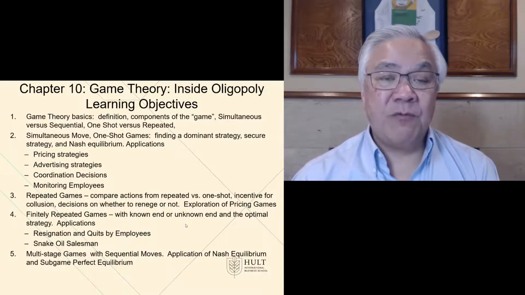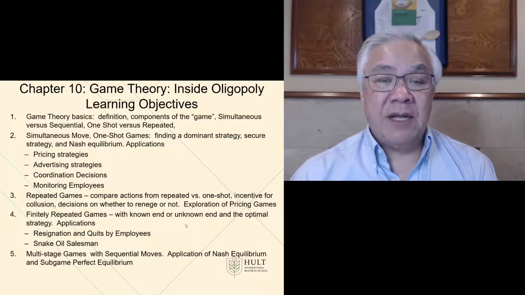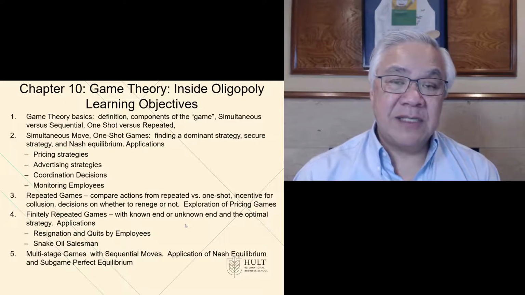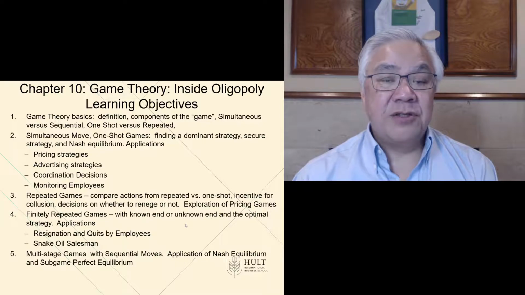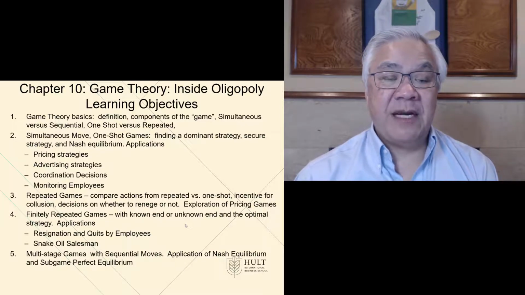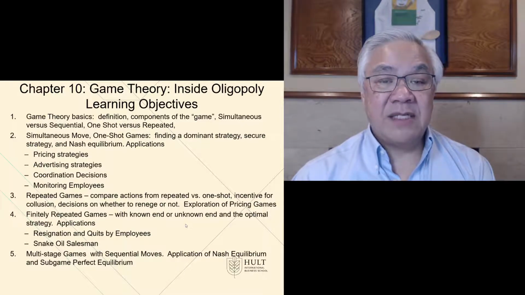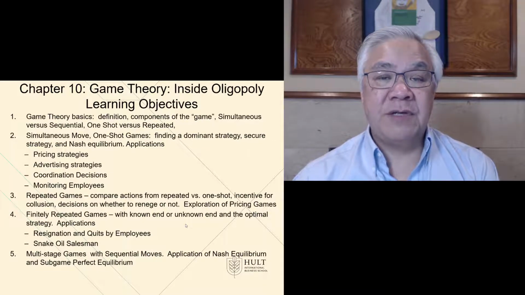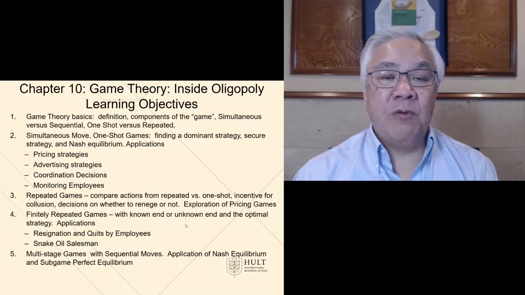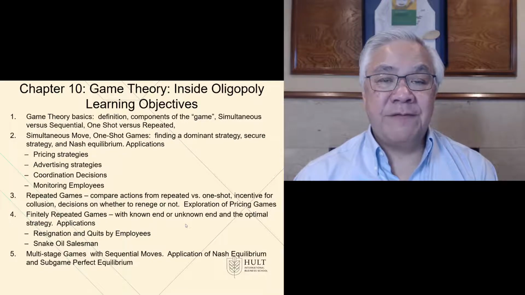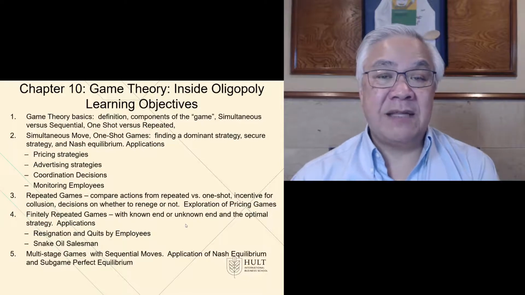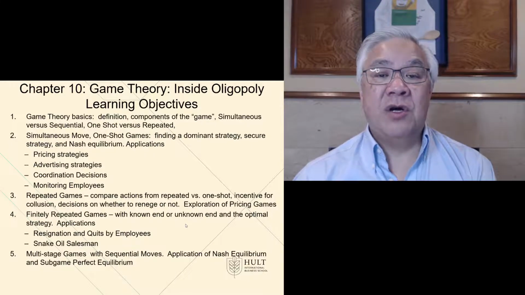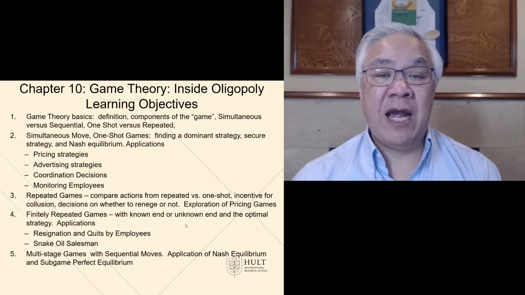Next, we looked at finite repeated games, where there is a known or unknown end period. And we see that there is a different behavior under each. Two applications that we did for this finite repeated game is resignation or quitting by an employee. In that case, management will try to maintain a punishment weapon, and that punishment is future benefit from a graceful exit from the firm. And that could take the form of recommendation letters or referrals or even rehiring.